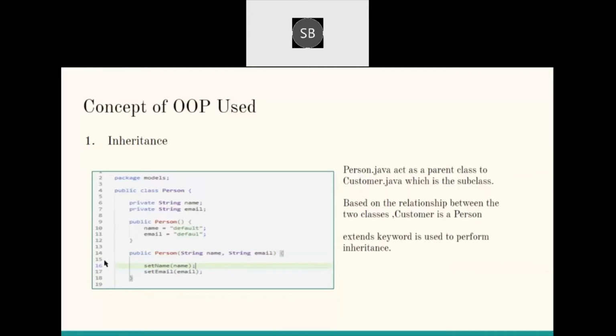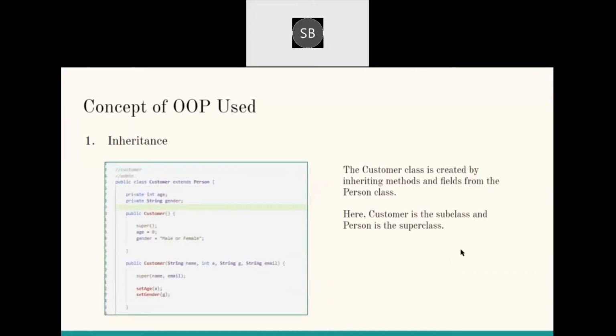For the concepts of OOP used in this project, the first one is inheritance. As you can see in the attached code here, this is the parent class person, and it has the subclass, which is the customer class. Based on the relationship between the two classes, customer is a person, so it has an is-a relationship. In inheritance we use the extends keyword to perform it in the code. As you can see right here, the customer class is created by inheriting methods and fields from the person class. And you can see that the customer is the subclass and person is the superclass.